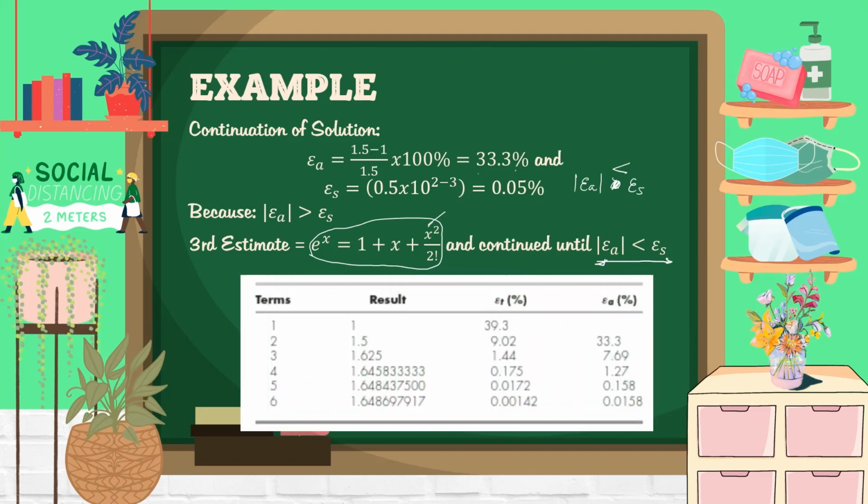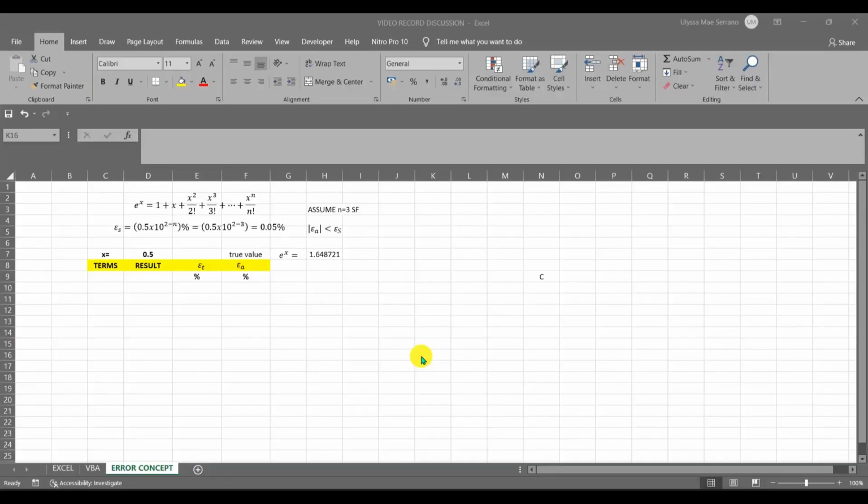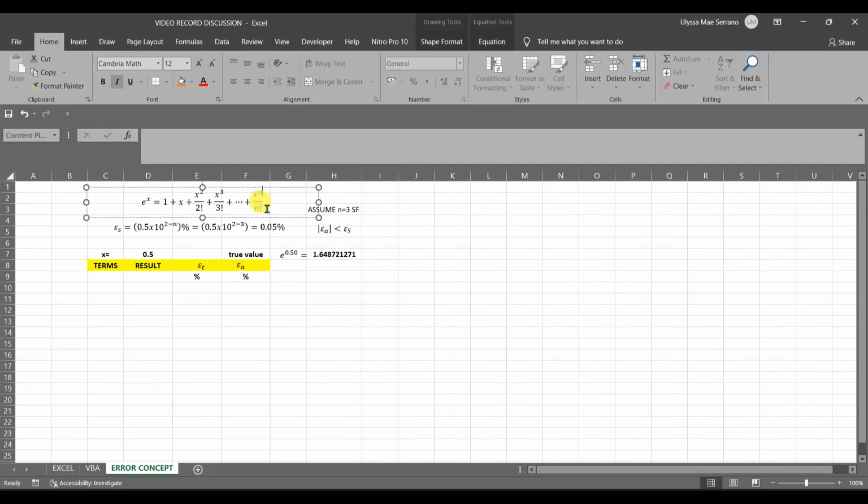So, let's try using Excel. So, we're back sa ating Excel. I just use the same Excel, dun sa ating previous na ginamit. We have here the given Maclaurin series. And with the number of significant figures of 3, we were able to get the value of epsilon sub S, which is also known as the pre-specified acceptable error criterion, has a value of 0.05%. And we're looking at the absolute error of approximation less than the pre-specified acceptable error.